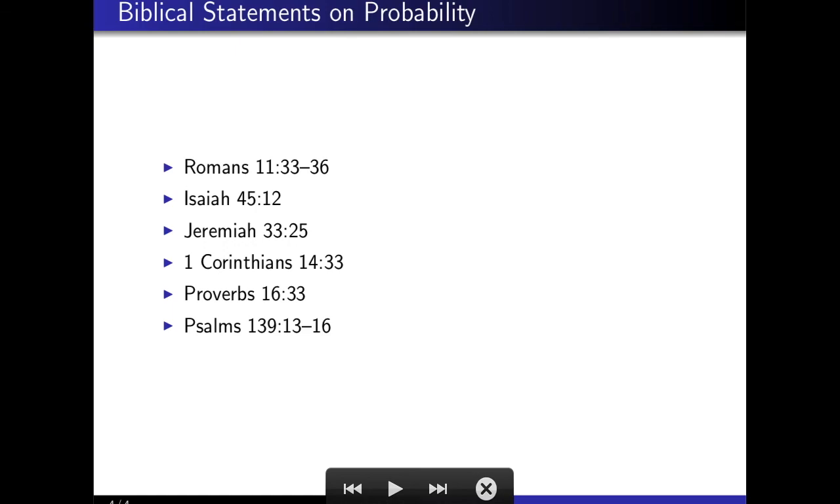In 1 Corinthians 14, Paul writes in verse 33 that God is a God of peace and not of confusion. So again, we don't live in a world that is chaotic, unplanned, and left up to arbitrary happenstance. It's a world where God is in control and clearly in control.